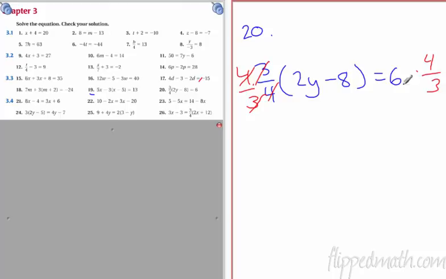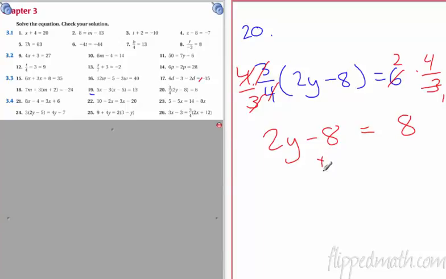Undo that. All right, so now they cancel on the left, but on the right, well, can't say nothing cancels. The 6 will cancel with the 3, leave a 2 and a 1. But this is going to be a very simple equation now. We get 2y minus 8 equals 8.